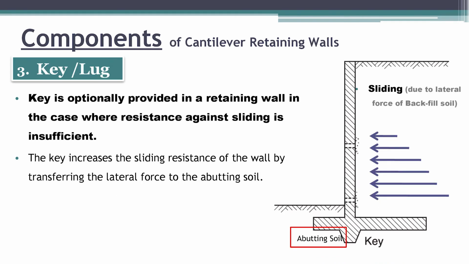Next, we have the key or lug. It is an optional component and it is provided in a retaining wall in case where resistance against sliding is insufficient. We know that the soil puts a horizontal lateral pressure on the stem of the retaining wall. When this lateral pressure is very high, we provide the key. This key increases the sliding resistance of the wall by transferring the lateral force to the abutting soil.